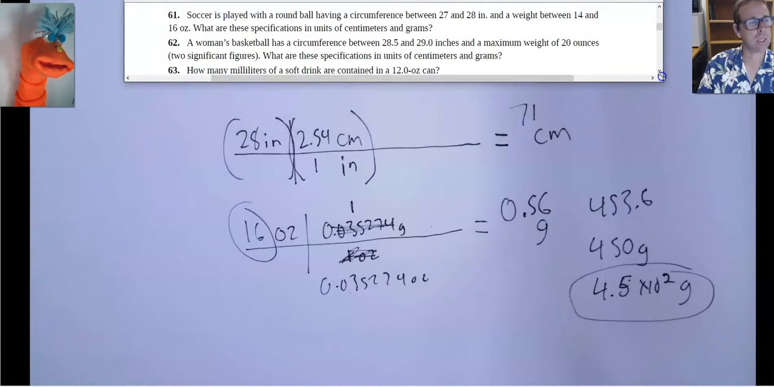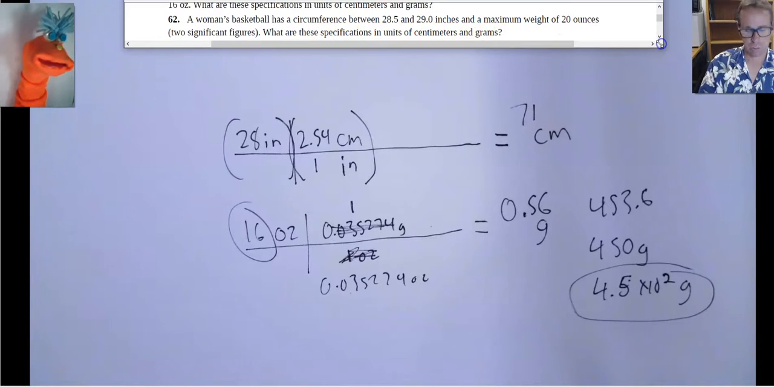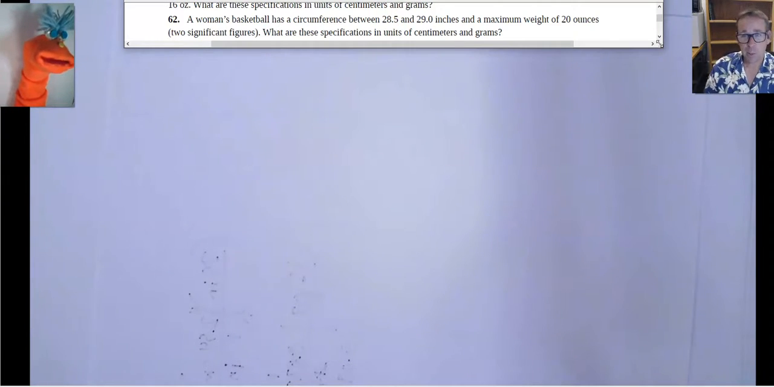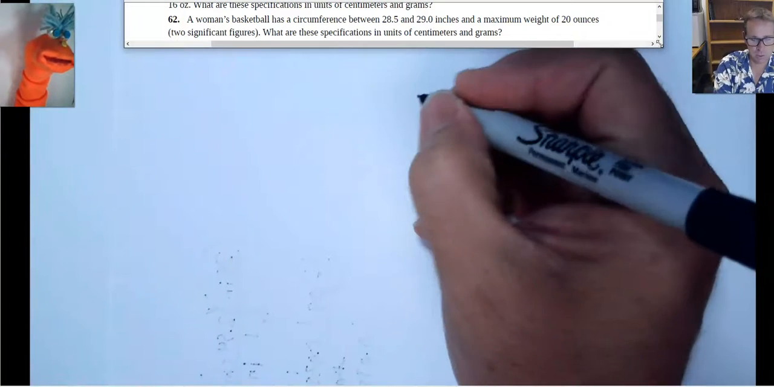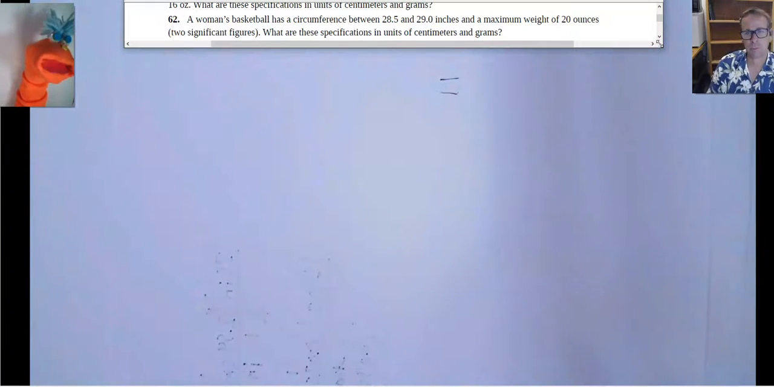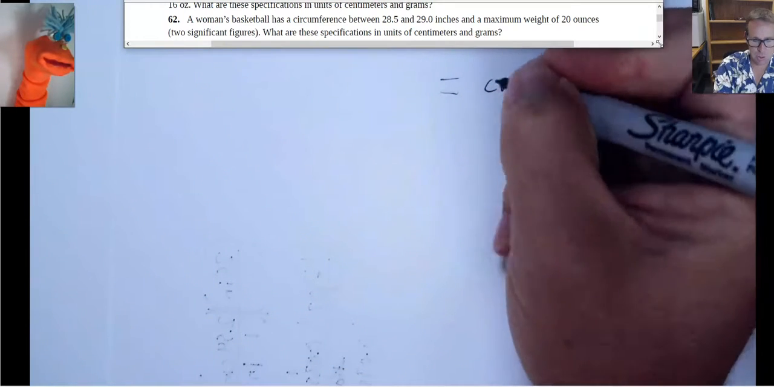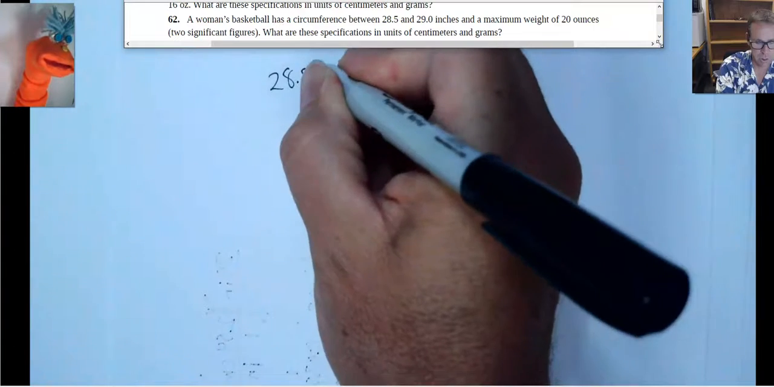Women's basketball has a circumference between 28.5 and 29 inches and maximum weight 20 ounces. What are these specifications in units of centimeters and grams? All right, so we should be able to do that now by watching the previous one, right? Let's use 28.5 inches. What units are we after? We're after centimeters. That's right, we're after centimeters here for inches. We're going to go to centimeters. 28.5 we can start with in terms of inches.